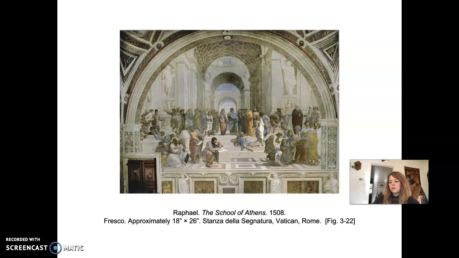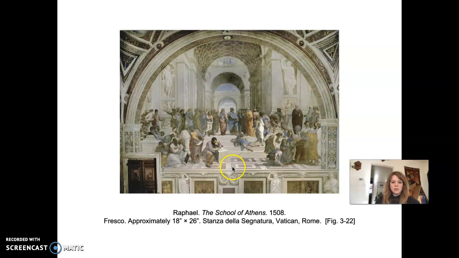If we remove the figures from the background, Plato and Aristotle become hard to spot. So if we remove those lines in the background, it's hard to see Plato and Aristotle. Those architectural lines really do help lead our eye into the most important people in the painting, which is Plato and Aristotle.